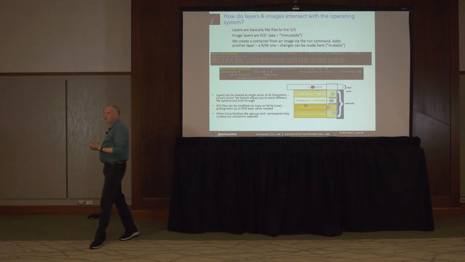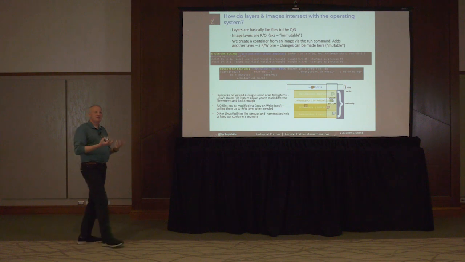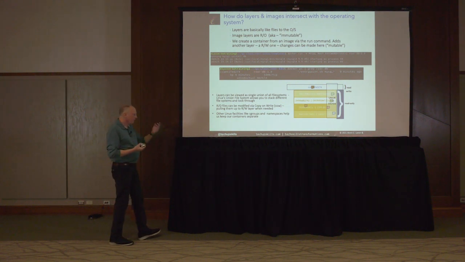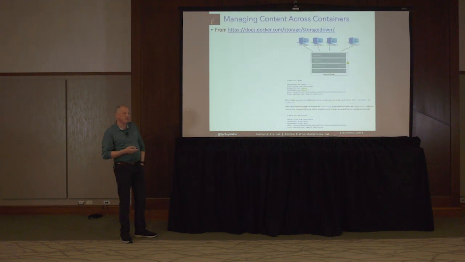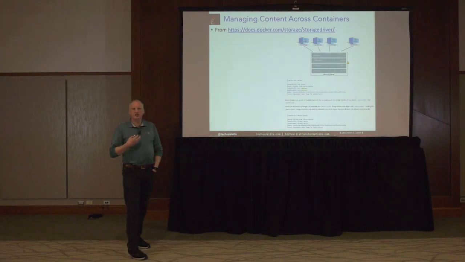So that's an example of how we're using these operating system constructs to give us this kind of container functionality. We copy the file up, and then we can do it from there. Other Linux facilities like C groups and namespaces are there to help handle some of the other resources we need in containers. We'll talk about them in just a moment.